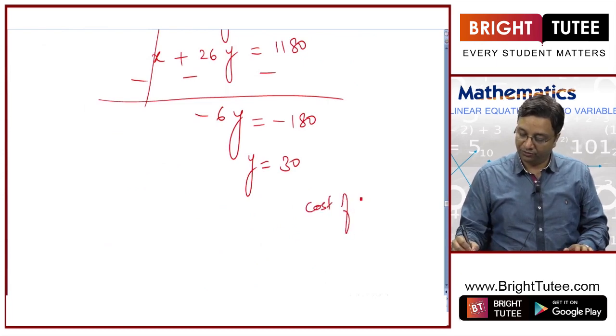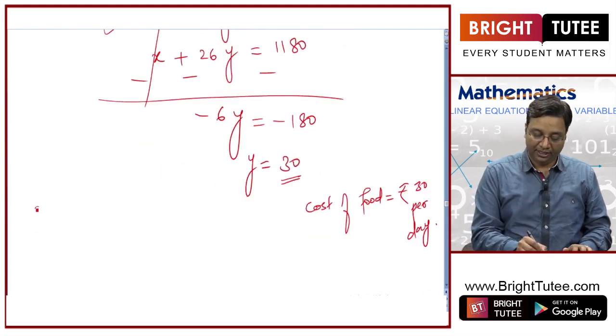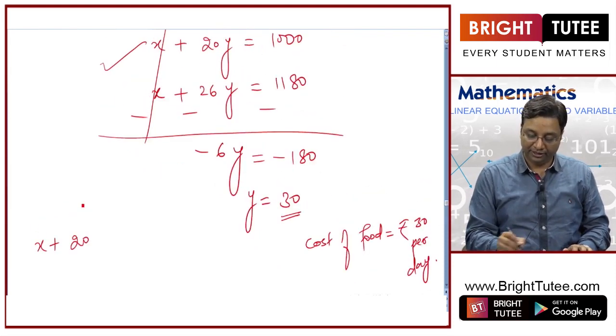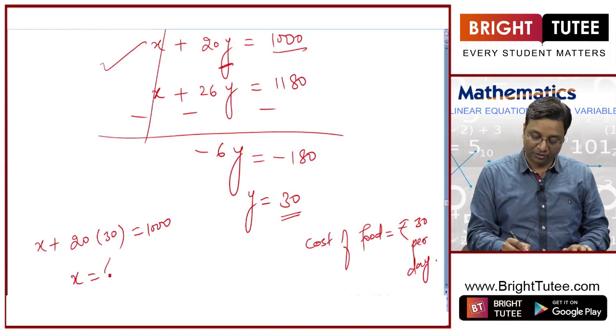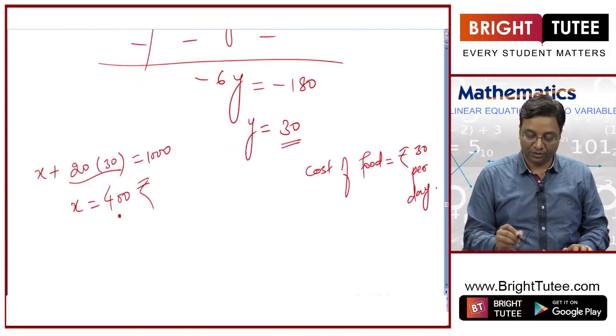Cost of food, rupees 30 per day. What will be the fixed charge? You put y equal to 30 in this. x plus 20 into 30 equals 1000. So x is equal to 400 rupees. This is 600, 1000 minus 600 is 400 rupees.